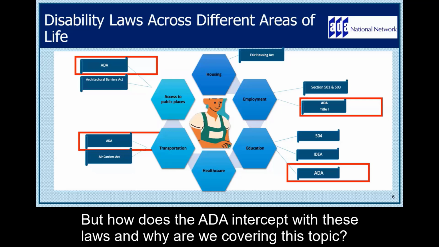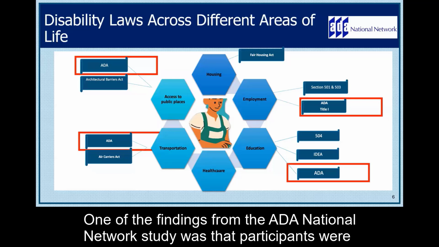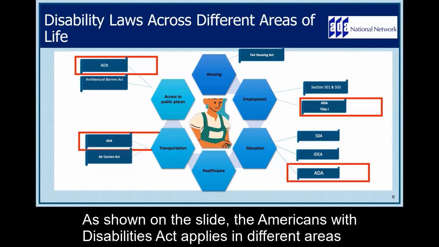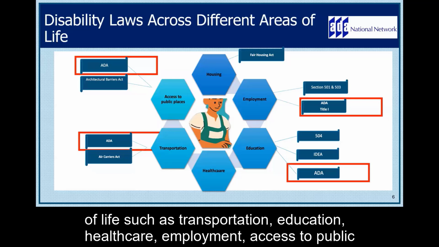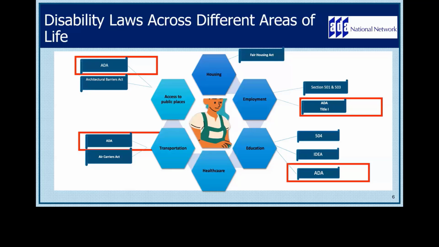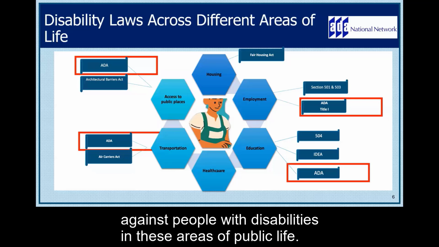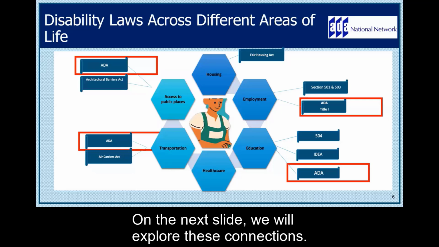But how does the ADA intersect with these laws, and why are we covering this topic? One of the findings from the ADA National Network study was that participants were unclear about how the ADA connects to these other laws. As shown on the slide, the Americans with Disabilities Act applies in different areas of life, such as transportation, education, healthcare, employment, access to public places, and housing. This is because the ADA is a broad civil rights law that prohibits discrimination against people with disabilities in these areas of public life. On the next slide, we will explore these connections.